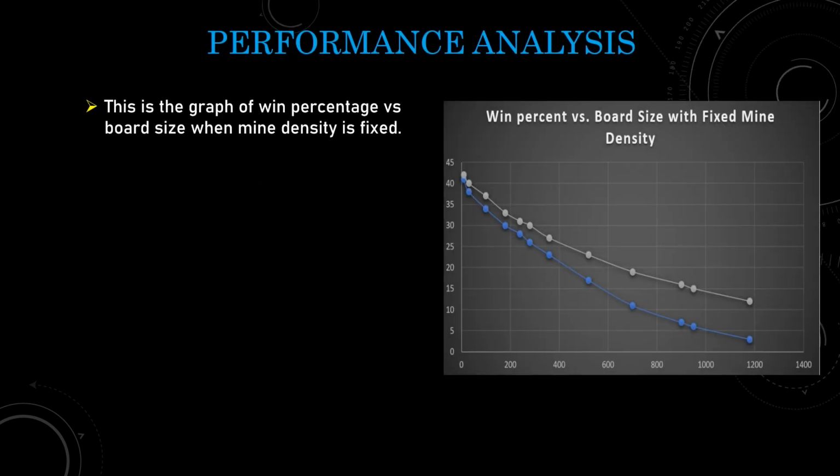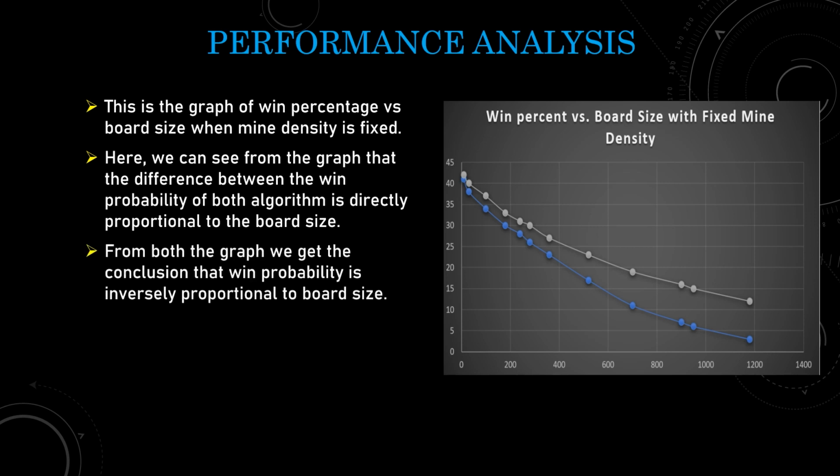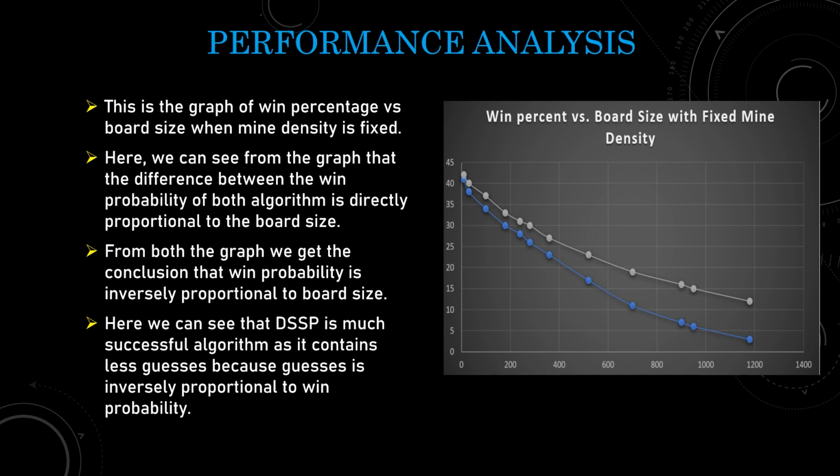This is the graph of win percentage versus board size when mine density is fixed. Here we can see from the graph that the difference between the win probability of both algorithms is directly proportional to the board size. From both graphs, we get the conclusion that win probability is inversely proportional to board size. Here we can see that DSSP is a much more successful algorithm as it contains fewer guesses, because guesses are inversely proportional to win probability.